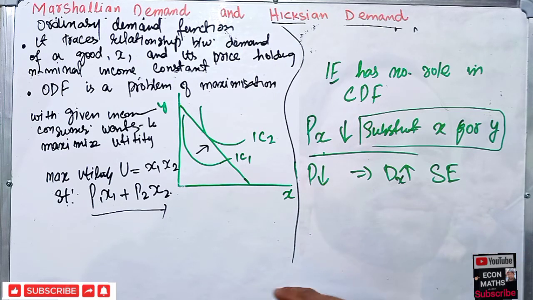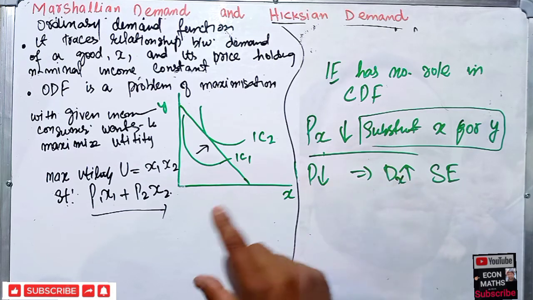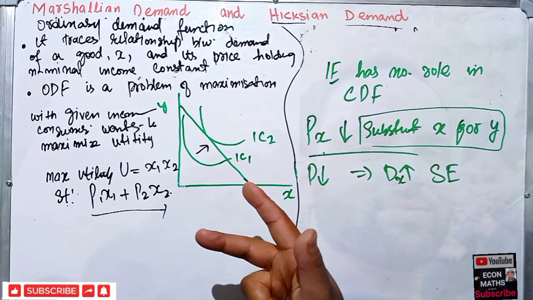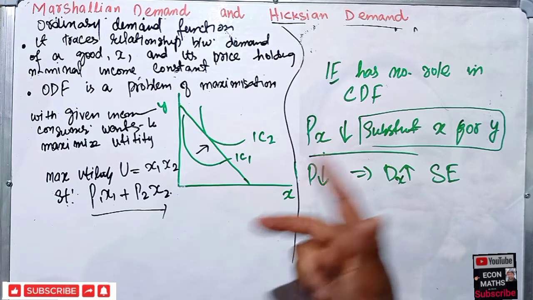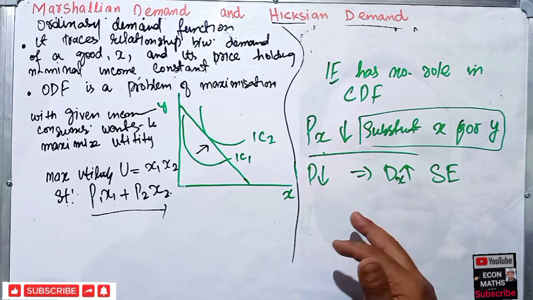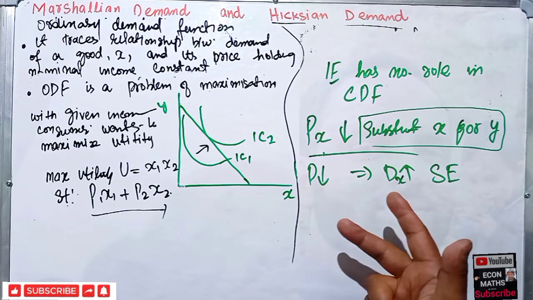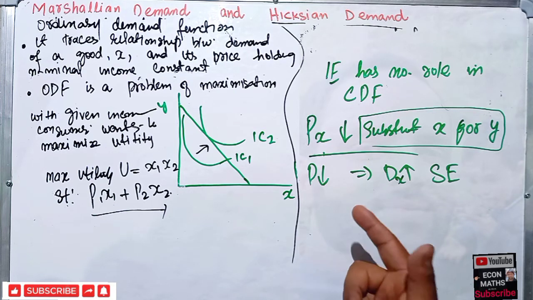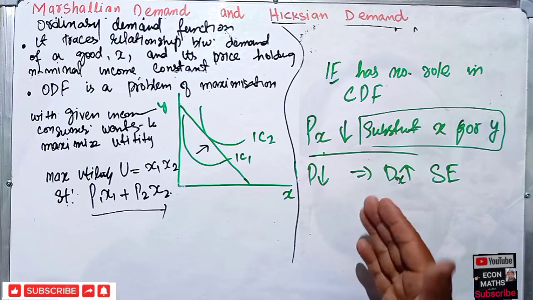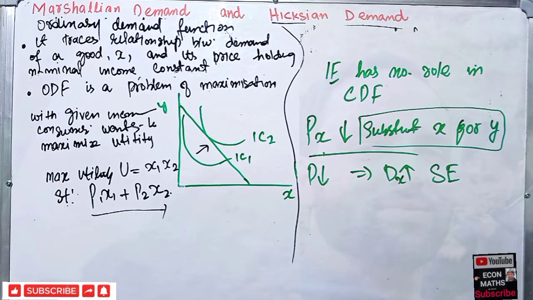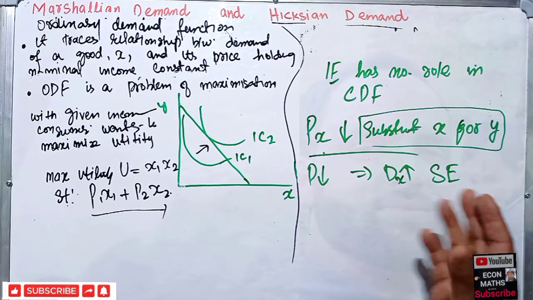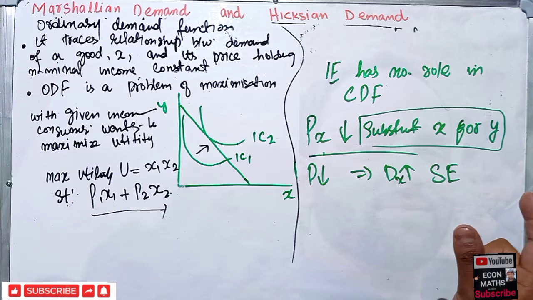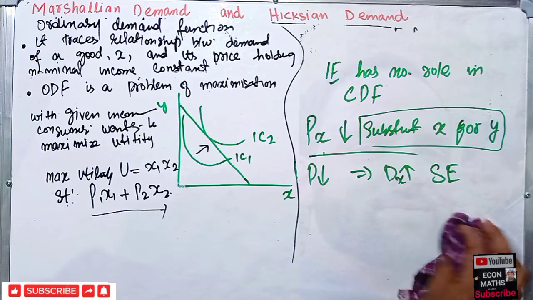The basic difference is this: in the Marshallian demand function, two effects take place, that is the income effect and the substitution effect. But in the Hicksian demand function, only the substitution effect takes place because the income effect has no role, as we don't allow the consumer's real income to change. If it changes, we impose a tax so that the consumer's utility remains the same. And if there is a decrease in the real income of the consumer, in that case we can give the subsidy so that the utility remains constant.